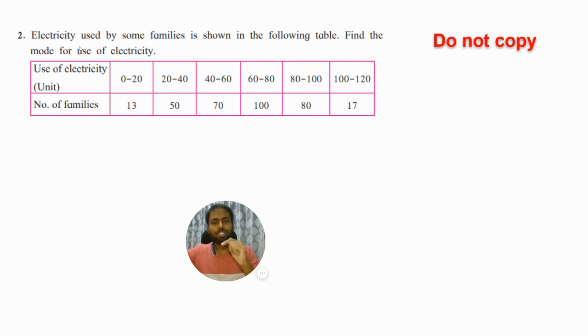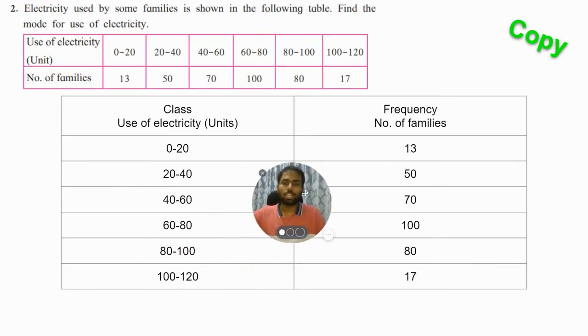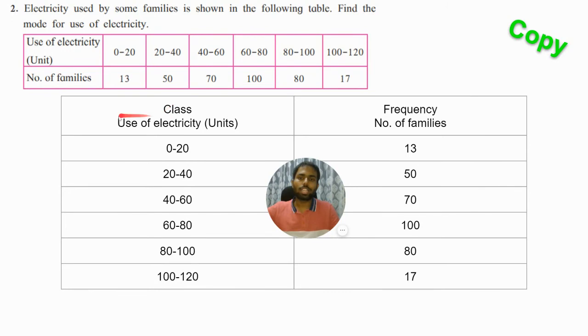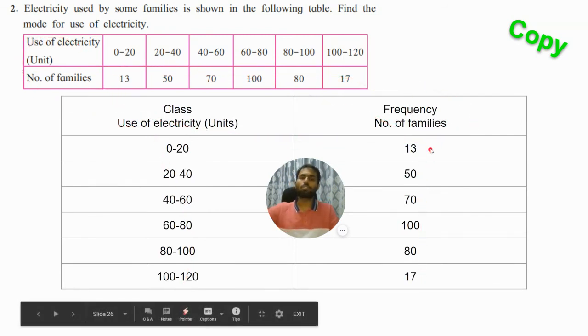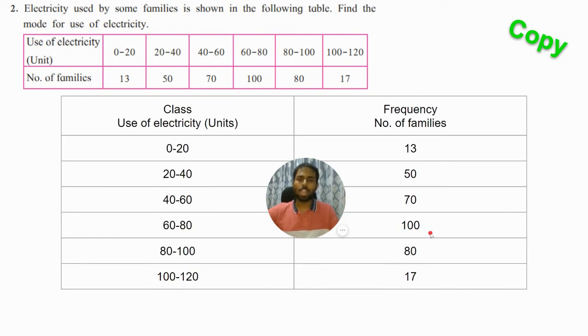Okay, I hope you pause the video and you are ready with your class column and frequency column. Okay, so this is how it should have looked. Okay, class के अंदर क्या लिखोगे? Use of electricity in bracket units. यहाँ पे जो horizontally लिखा है उसी को vertically लिखना था. And number of families is your frequency. यहाँ पे जो horizontally लिखा है that itself you have to copy vertically. Okay, so just check whether you have written this correctly. If not, make the corrections and now we're going to move ahead.